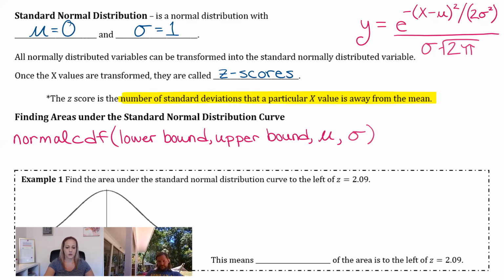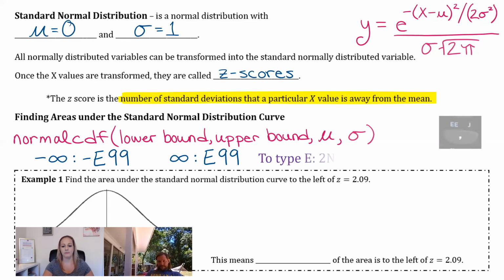Now, the lower bound and upper bound are oftentimes either positive infinity or negative infinity, and your calculators don't have an infinity button. So the way that we trick the calculator into doing infinities is this. For negative infinity, you're going to type negative E99, and I'll show you how to do that. And for positive infinity, it's just going to be positive E99. So that's how we tell the calculator negative infinity and positive infinity.